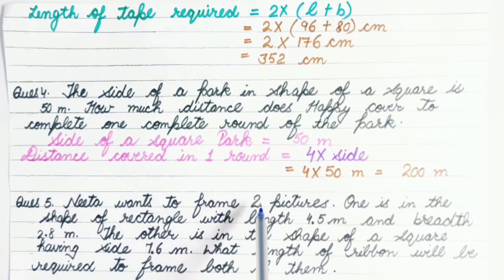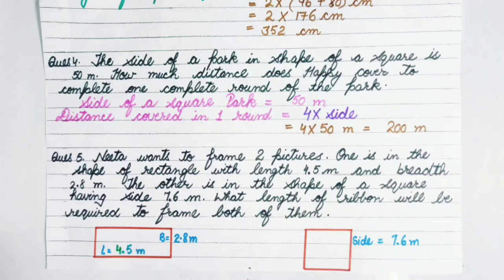Neeta wants to frame two pictures. Okay. One is in the shape of a rectangle with the length and breadth. Students, length is given and breadth is given to us because we are talking about the shape of a rectangle, right? Now, the next statement is the other is in the shape of a square. It means the second picture is in the shape of a square, which has side 7.6 meter. The question is asking what length of ribbon will be required to frame both of them.